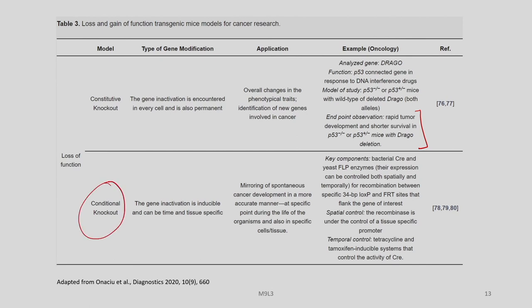In the case of conditional knockouts, the gene inactivation is inducible and can be time and tissue specific, mirroring spontaneous cancer development in a more accurate manner at specific points during the life of the organism and also in specific cells and tissues. Here the key components are bacterial Cre and yeast FLP enzymes. Their expression can be controlled both spatially and temporally for recombination between specific 34 base pair LoxP and FRT sites that flank the gene of interest. For spatial control, the recombinase is under the control of a tissue-specific promoter, and for temporal control, tetracycline and tamoxifen-inducible systems control the activity of Cre.